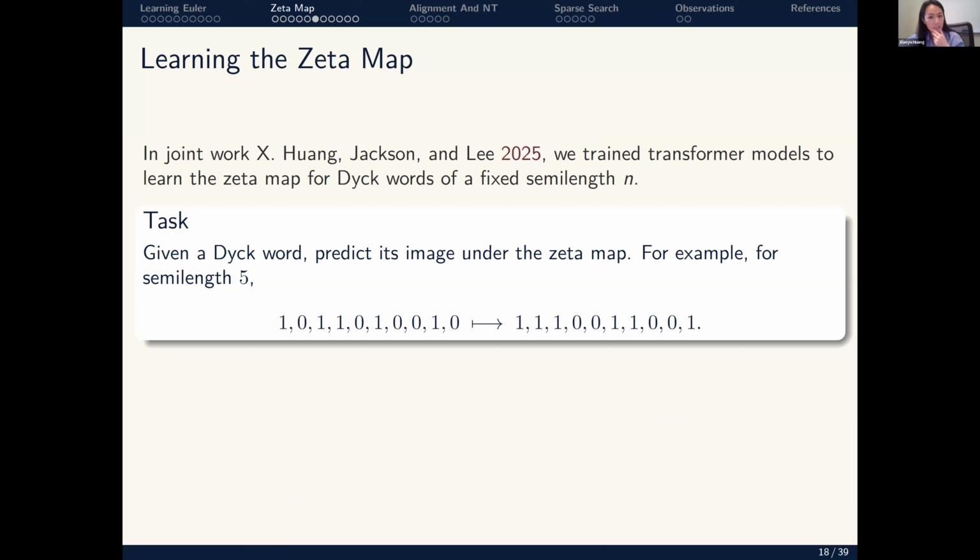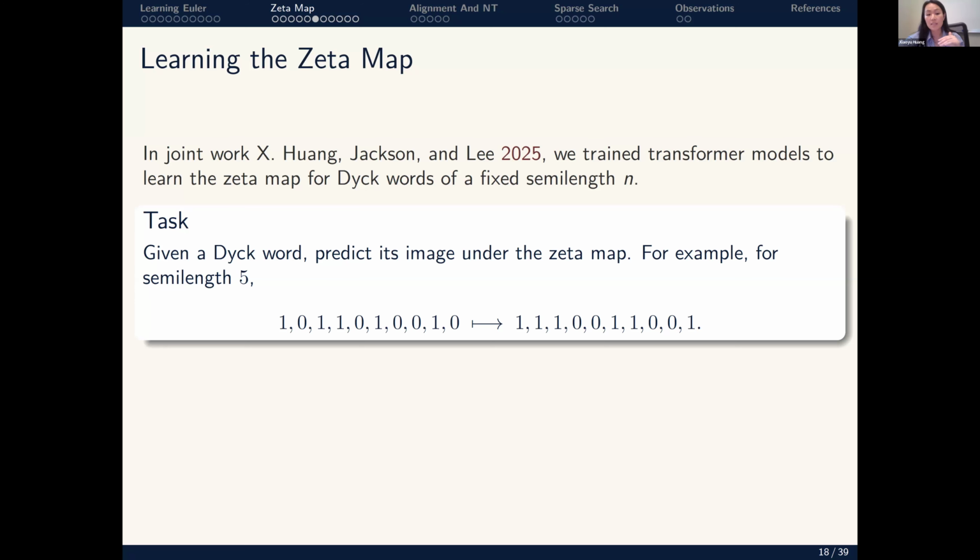So the unique symmetry was the point of interest, the zeta map. In our machine learning experiments, done with my wonderful collaborators Jackson and Lee, we trained transformer models again to learn the zeta map on the Dyck words for fixed semi-length n. So, as a very concrete task, given a Dyck word, we wanted to predict its image under the zeta map.